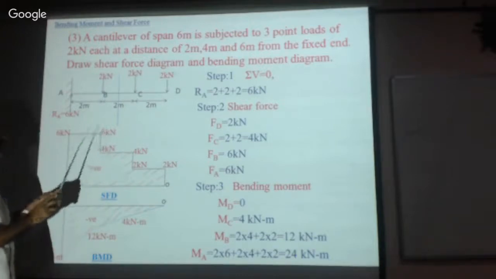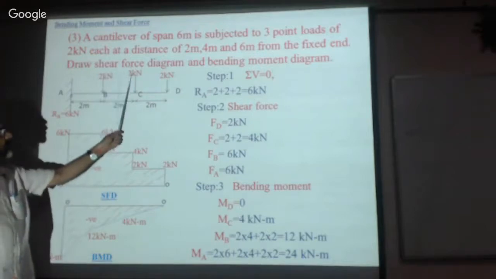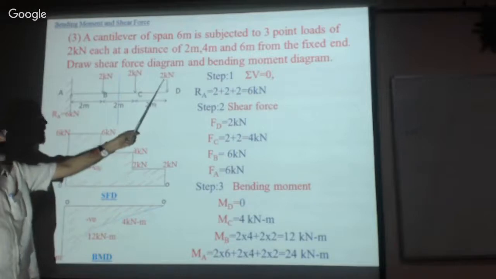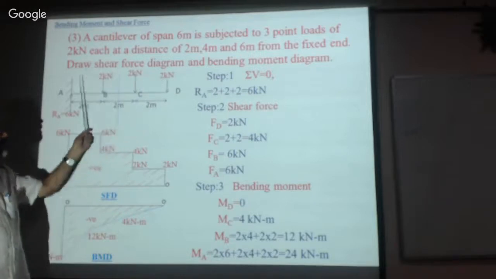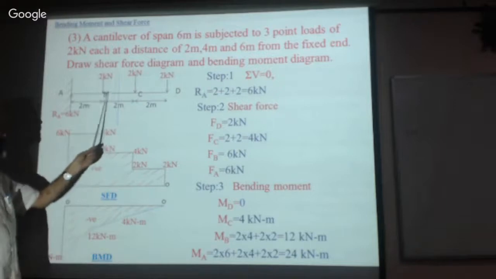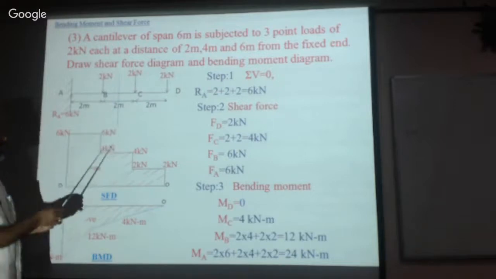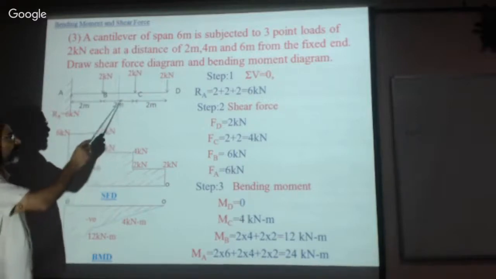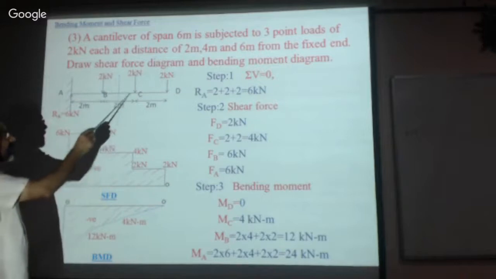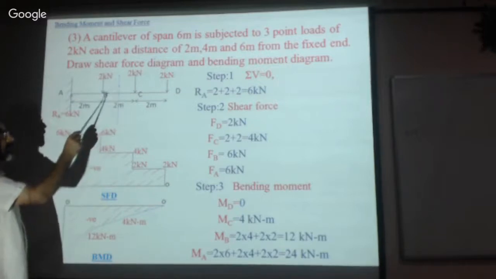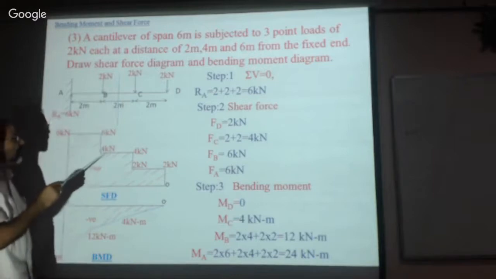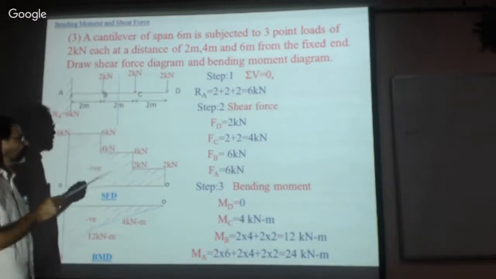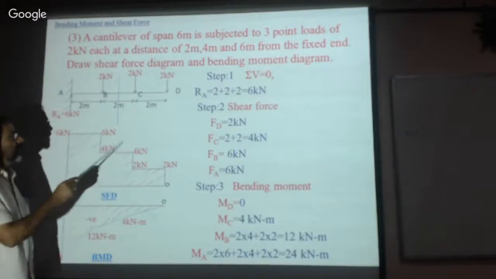Similarly, if we calculate the shear force at this point, 2 kilonewton, 4 kilonewton is acting downward. It is positive shear. And if you calculate this section, again 4 kilonewton. From B to C, wherever you calculate it, we will get 4 kilonewton shear force, isn't it? Therefore, the shear force at this point is 4 kilonewton, and at this point is also 4 kilonewton. If you measure from here to here, you will get 4 kilonewton at every point.